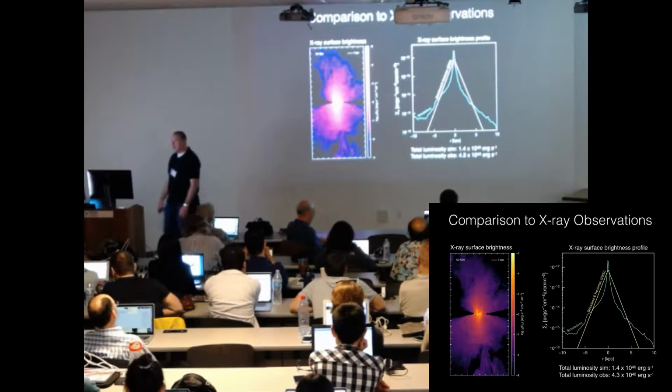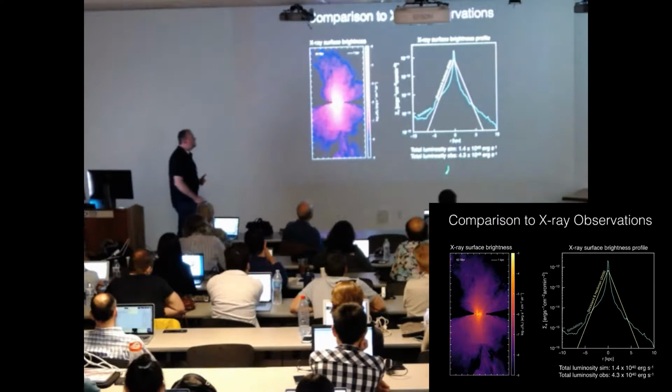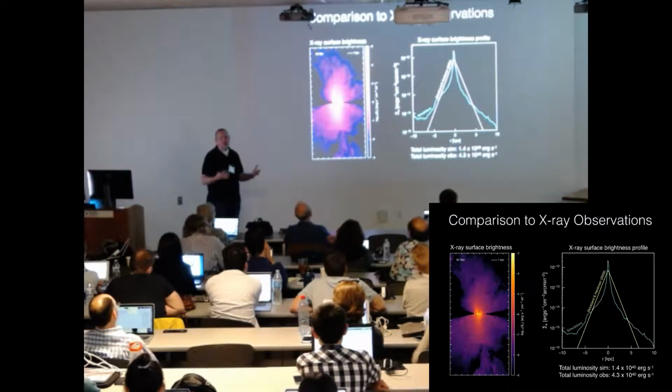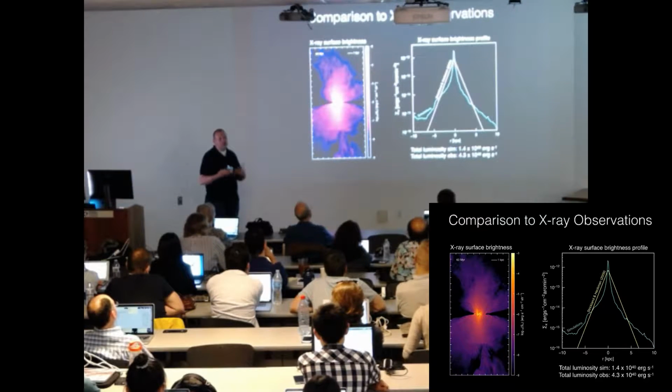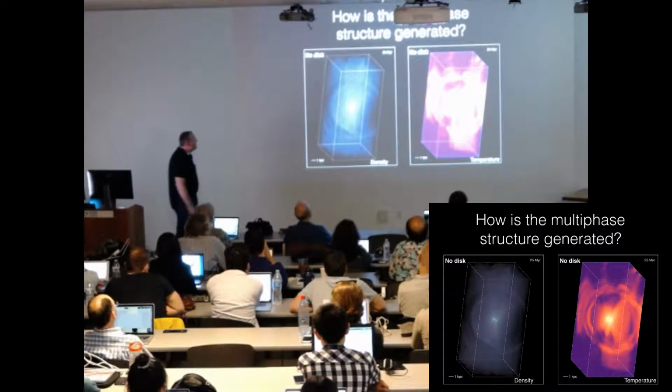Okay, and I'll skip that too. We can also compare with X-ray observations. This just tells us that the hot wind is realistic. Okay, so now we need to look at the cool wind. That's something that Evan is looking at.